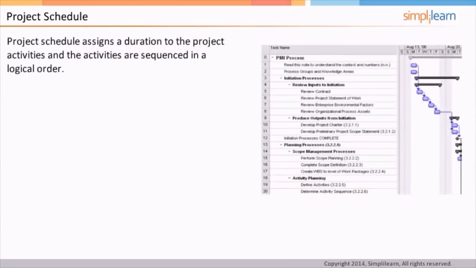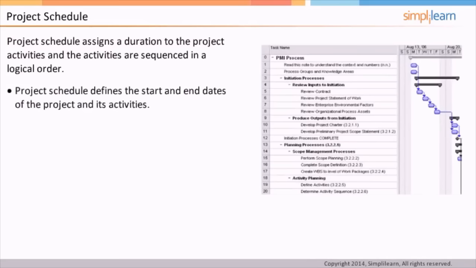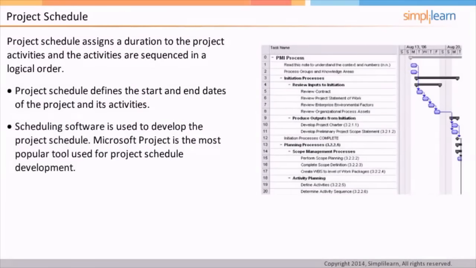Project schedule represents the time dimension of the project plan and has information like when the project would start, when each of the project activities would happen, in what order the project activities would happen, when the project would be completed, etc. Usually, a software system is used to develop the project schedule. The project team can enter the list of activities in the software, as well as their dependencies, and the software can produce the project schedule as the output. Microsoft Project is the most popular tool used for project schedule development.